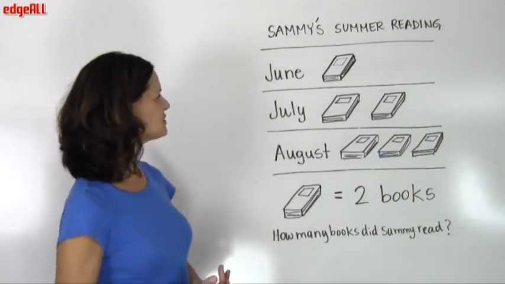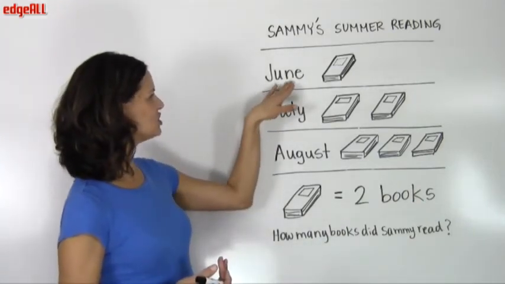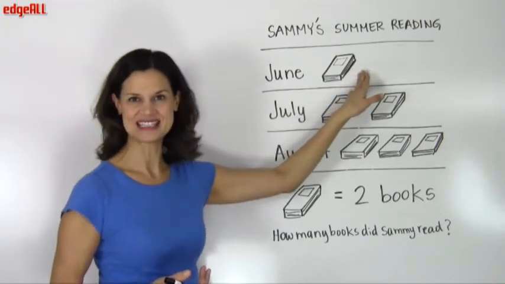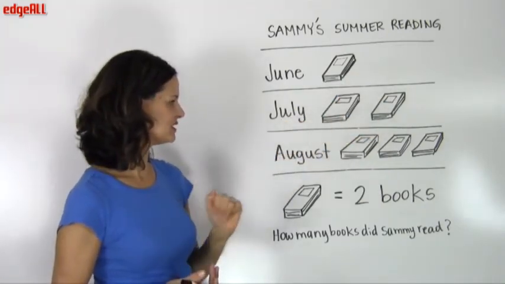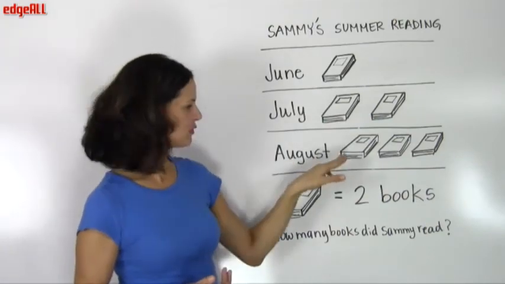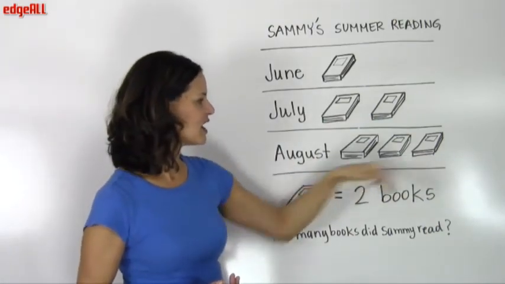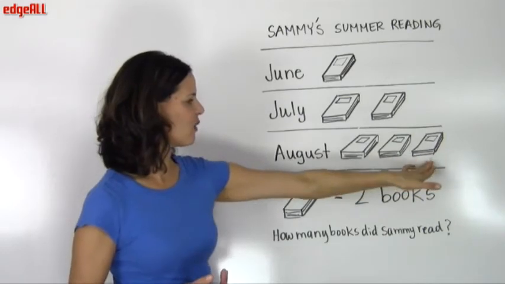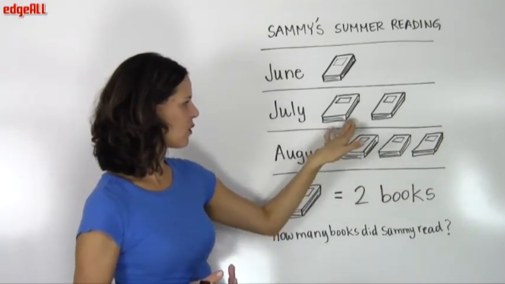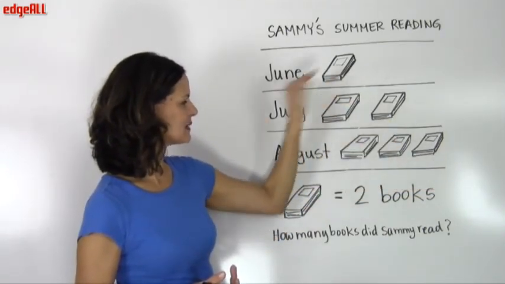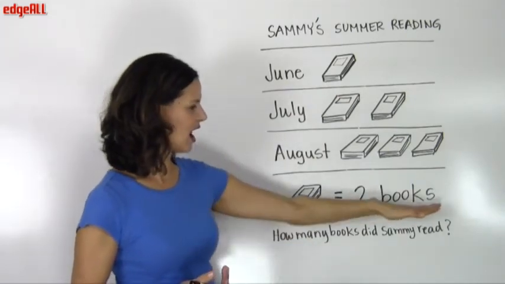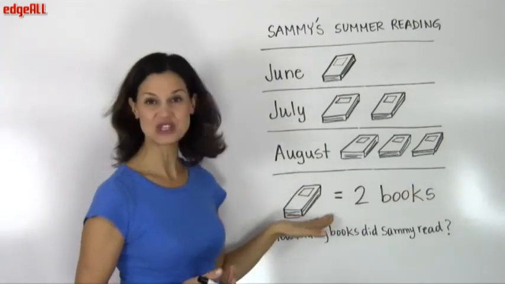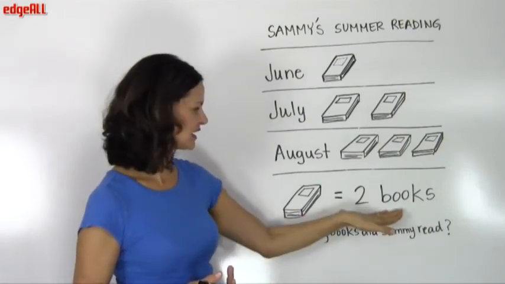So let's look at each month. We can see that in June we have 1 book symbol, in July 2 book symbols, and in August 3 book symbols. So in total, we have 1, 2, 3, 4, 5, 6 book symbols. And using the key here at the bottom, we know that each book symbol equals 2 books.